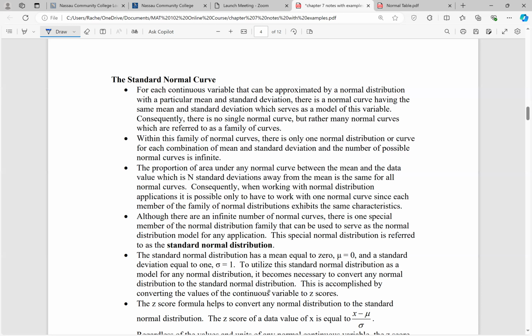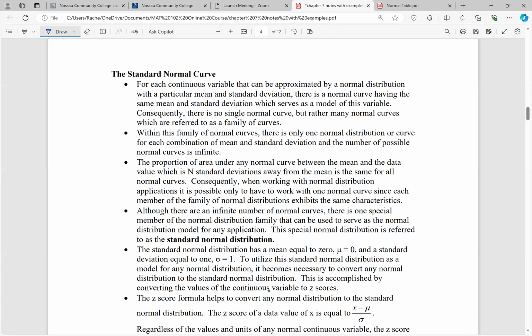Well, we have to standardize. And this is why chapter 3 was important when I taught you guys how to find z-scores. Remember what a z-score does for us. A z-score tells us how many standard deviations away from the mean a data value is. And when we convert a data value to a z-score, there are no units. The units disappear, and it's just standard deviations, right? How many standard deviations is that data value away from the mean?